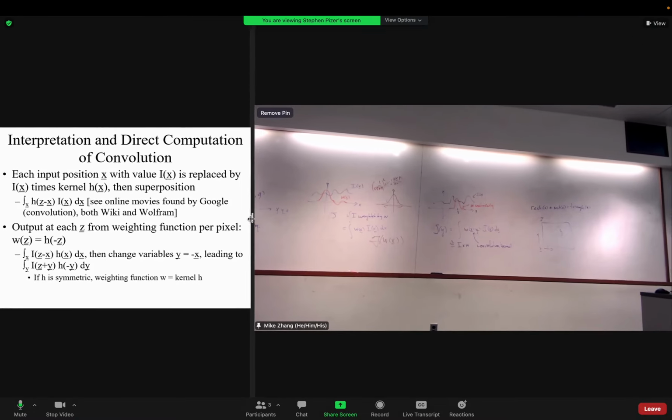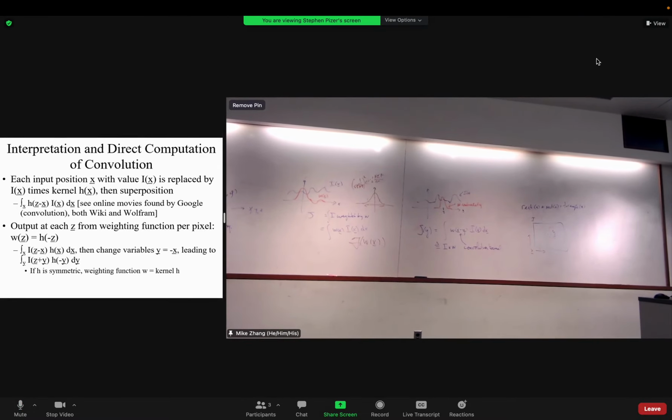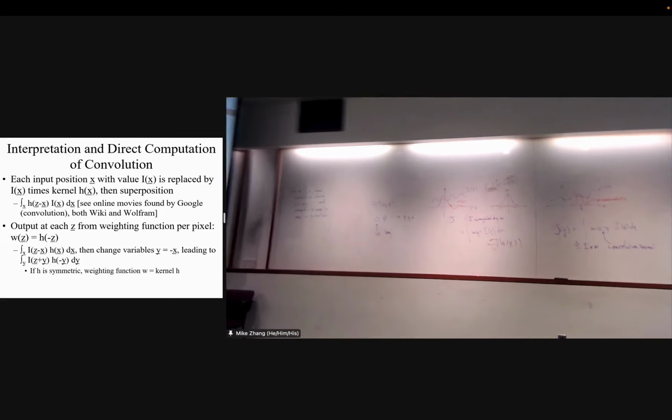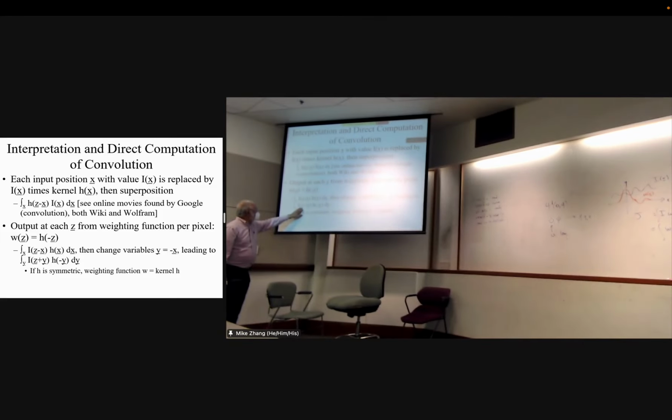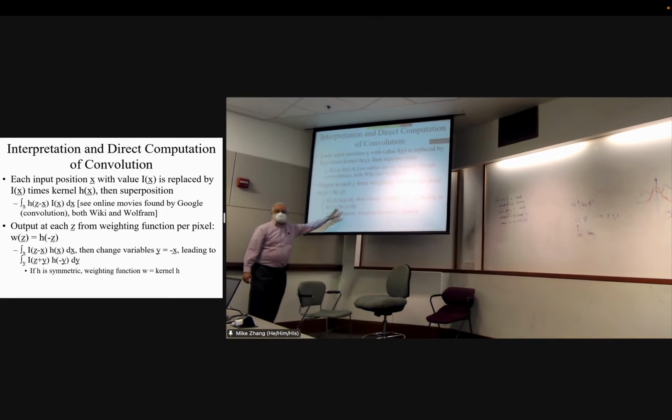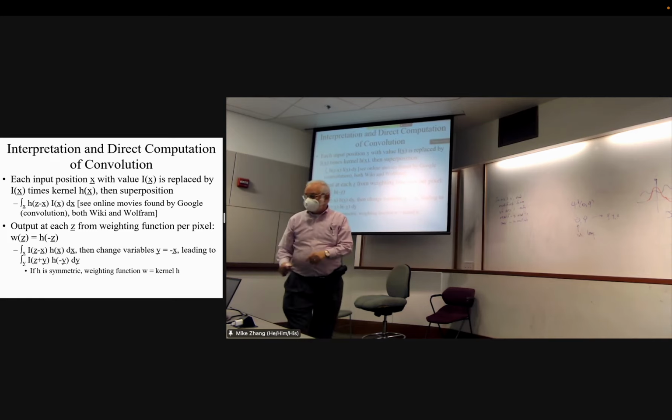Another change of variables says that we can rewrite I as Z plus Y and H reflected about the origin. That's H of minus Y. Okay? And we're going to be interested in this reflected kernel as a weighting function as well.